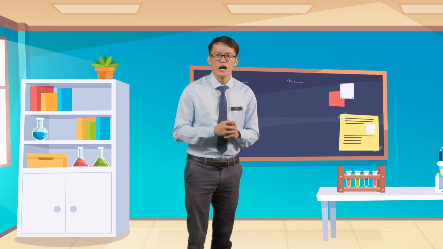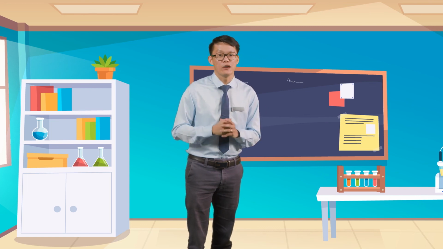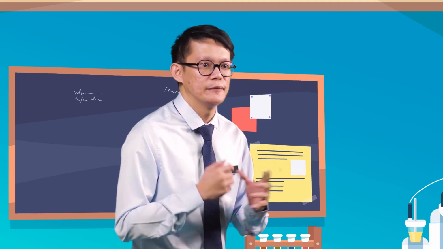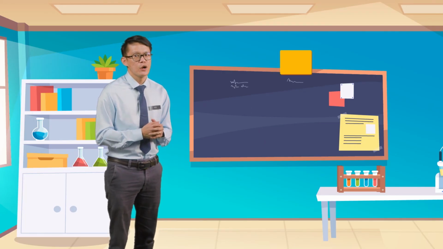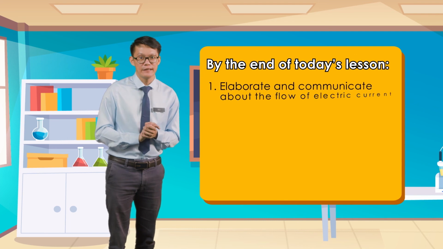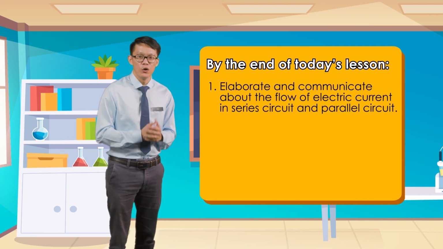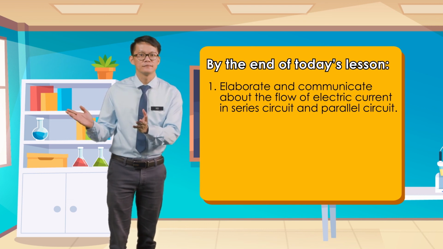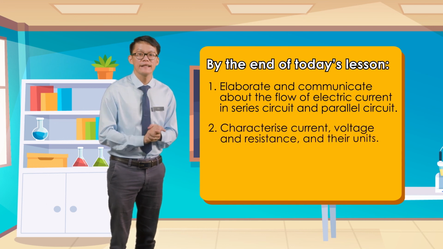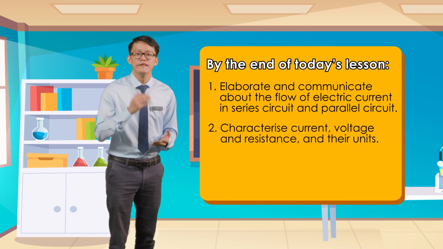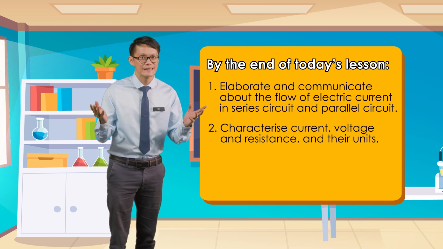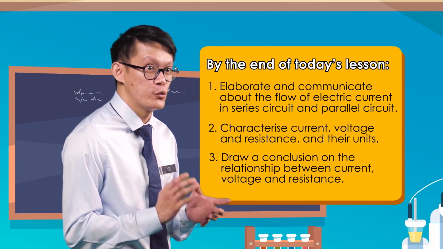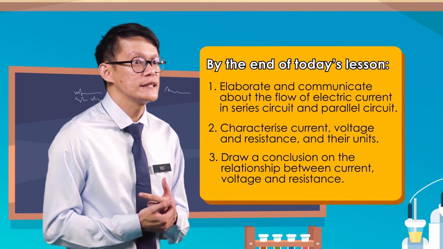Well, pupils, looks like we have come to the end of our lesson. Let us recall what we have learned today. By now, pupils, you should be able to elaborate and communicate about the flow of electric current in series circuits and parallel circuits. You also can characterize current, voltage, and resistance and their units. Lastly, you can draw a conclusion on the relationship between current, voltage, and resistance.